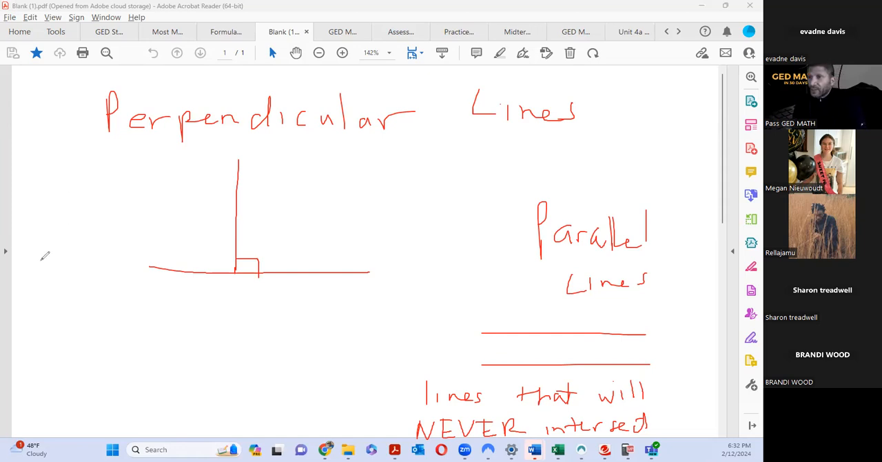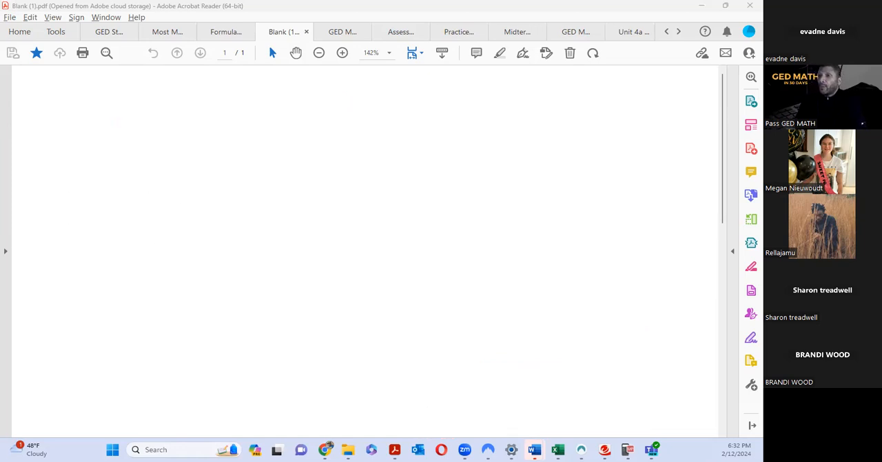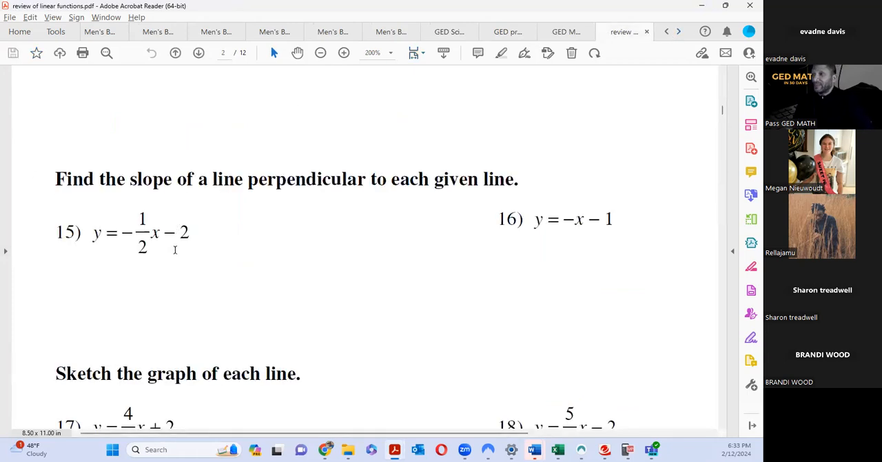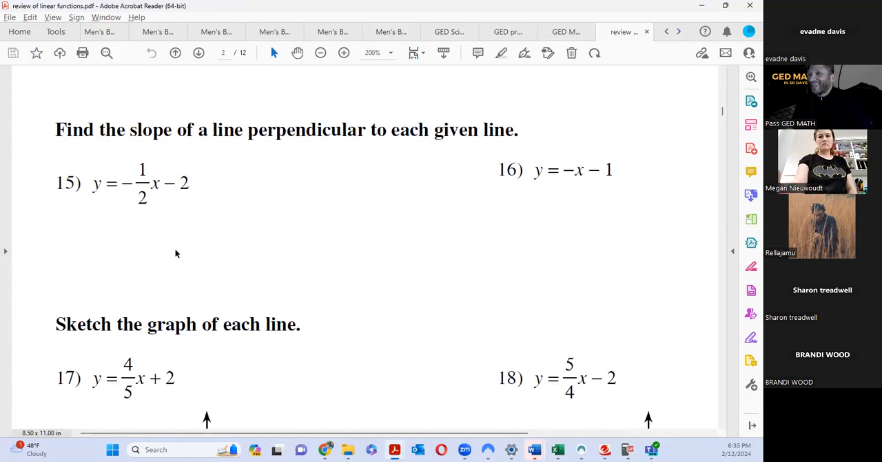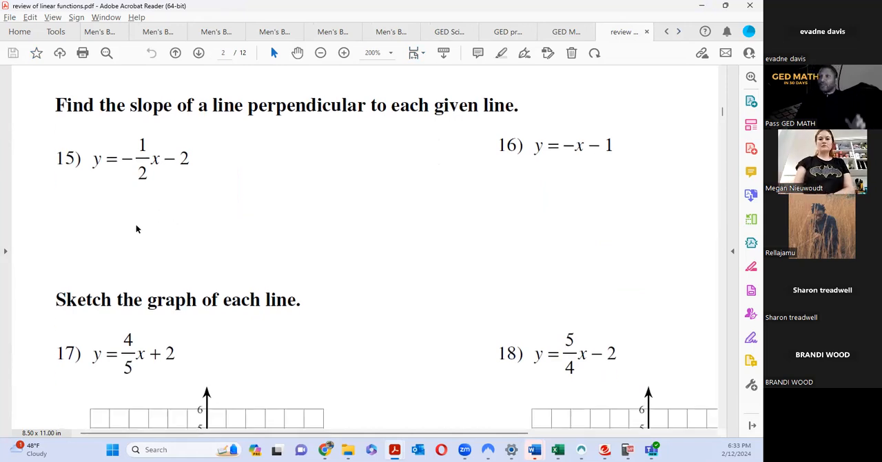Let's look at this. Parallel and perpendicular lines. Let me find it. I was just working with this with a young lady over the weekend, so it should be still open. Now let's look at these equations.